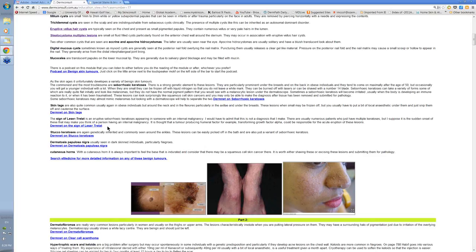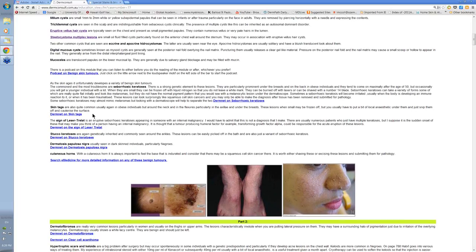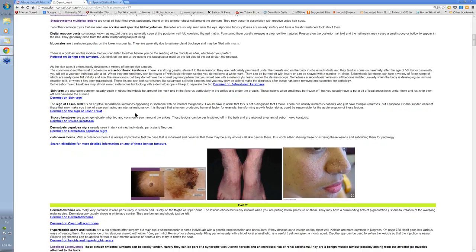Often the seborrheic keratoses, when they erupt, are actually quite inflamed as well. So if you see someone who's got a lot of inflamed seborrheic keratoses that have come on their back and chest recently, then it's worthwhile looking at them to see if there's any sign of an internal malignancy. And gut, stomach, colon, lung would be the things to look for.